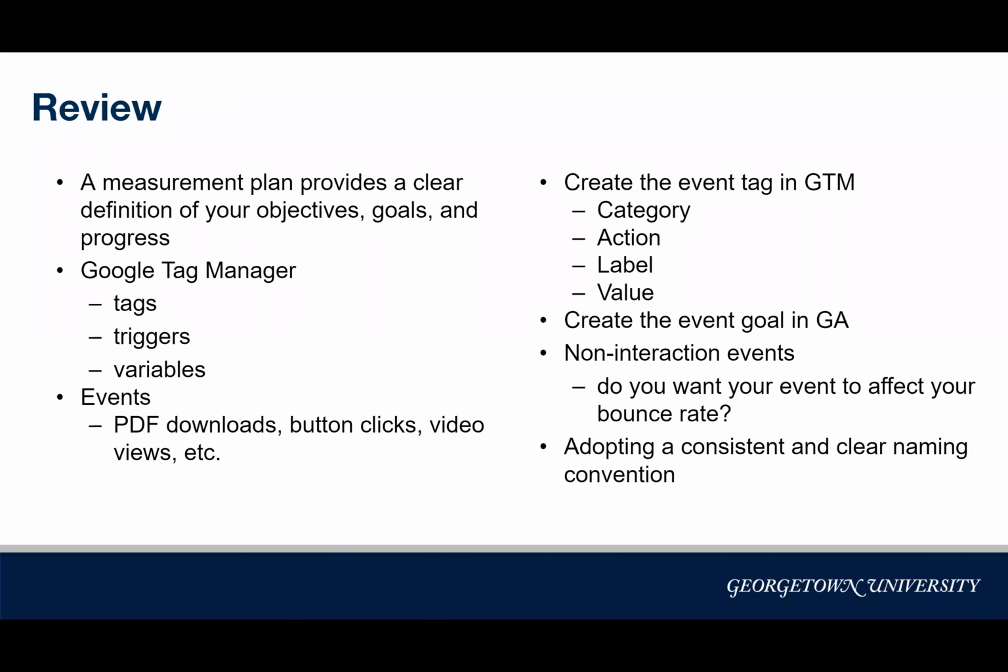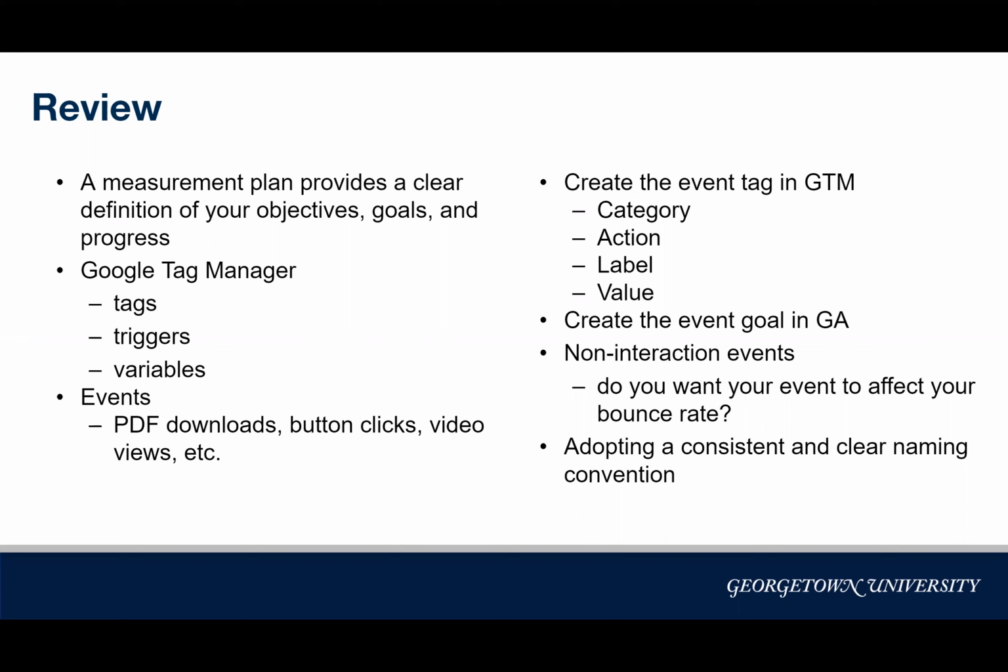Now let's move on to the review. We first talked about creating a measurement plan and how it will help provide a clear definition of our objectives, goals, and progress towards those goals that we're setting. We talked about the 3 different parts of Google Tag Manager, so the tags, triggers, and variables, as well as what kind of things we can track with events. So you can track things like PDF downloads, clicks on buttons, or video views.